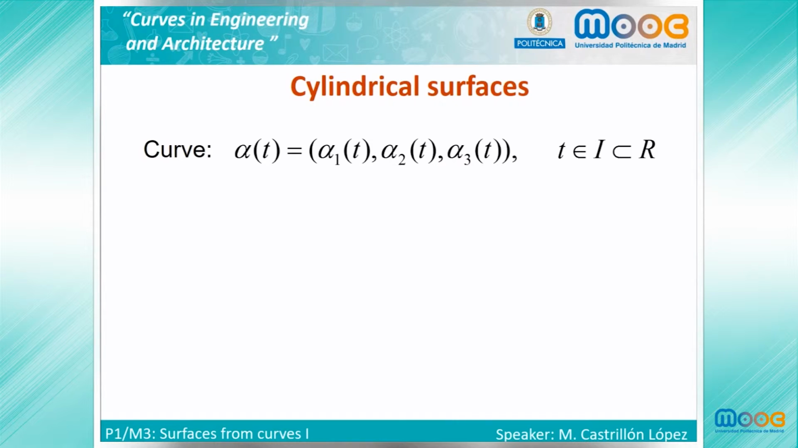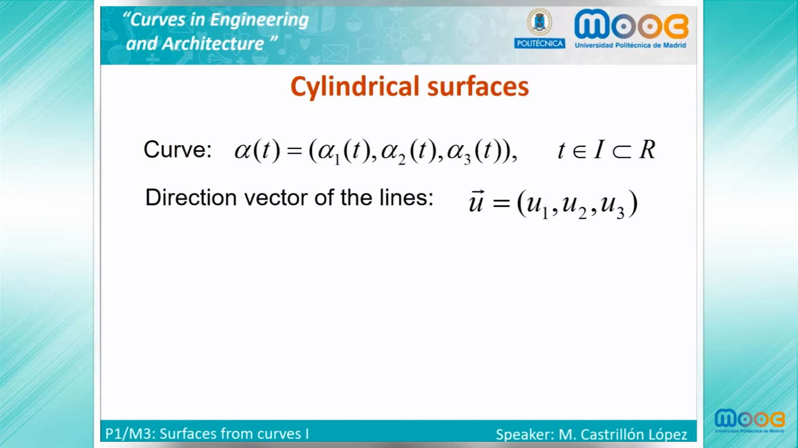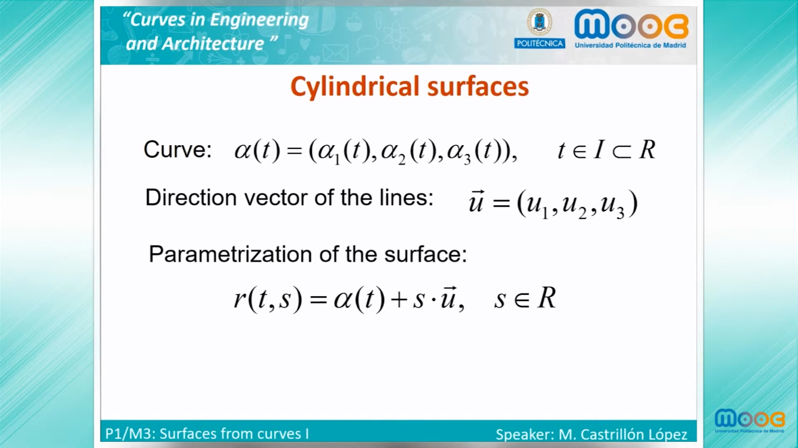The cylindrical surfaces are obtained by moving along a curve, alpha, a line with vector u, and hence a point of the cylindrical surface can be parametrized as alpha plus a parameter s times the vector u. Note that the parameter s is the one which moves the point along the line.